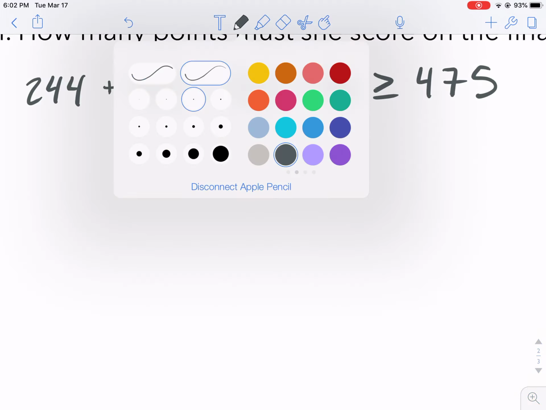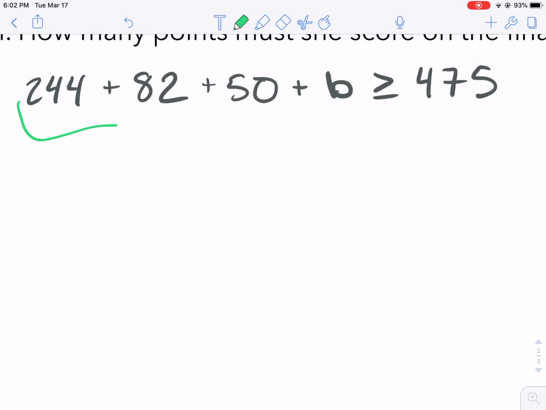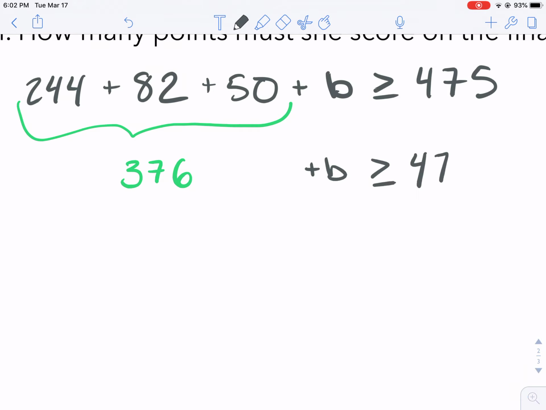You're right. We should add up all of her current points right now. 244 plus 82 plus 50. Plug that into your calculator real quick. Pause the video and plug it in. Go. Did you get 376? I hope so, or else one of us is wrong. 376 plus b is greater than or equal to 475. Now what do we do?